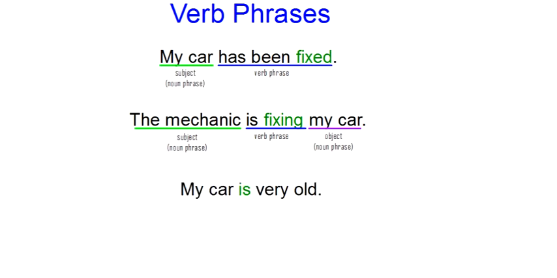One more example. Here I have a linking verb, is, and linking verbs are followed by complements. This complement is an adjective phrase, though you could probably put a noun phrase here as well.